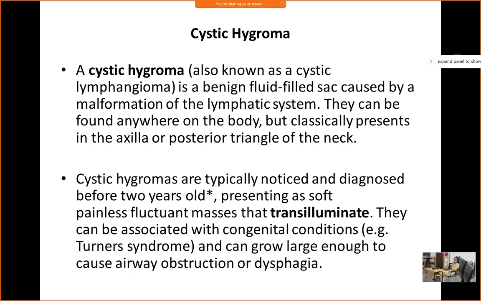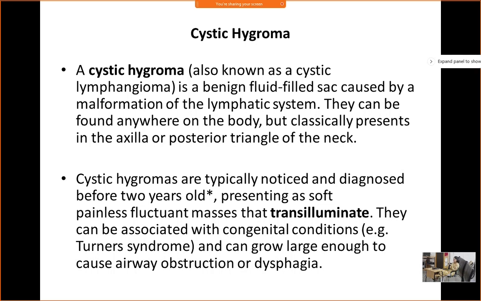And since it is a cystic soft fluid-filled sac, it presents as a soft, painless, fluctuant mass that trans-illuminates. This is like other cystic swellings, which most of the time are soft and fluctuant in nature. One specific characteristic of cystic hygroma is that it is trans-illumination positive. They can be associated with congenital conditions like Turner syndrome, and it can grow to a large enough size to cause even airway obstruction or dysphagia.